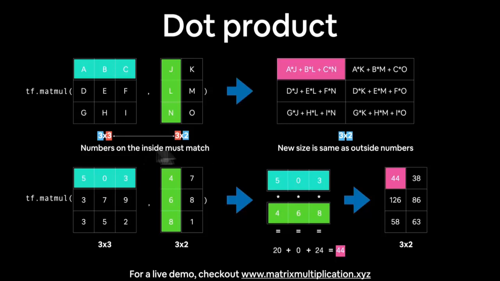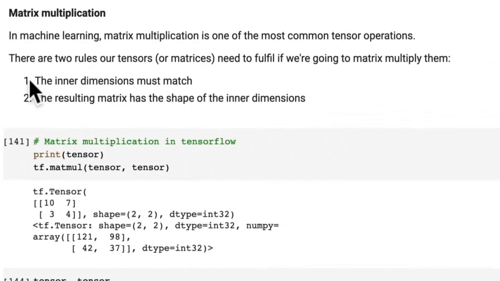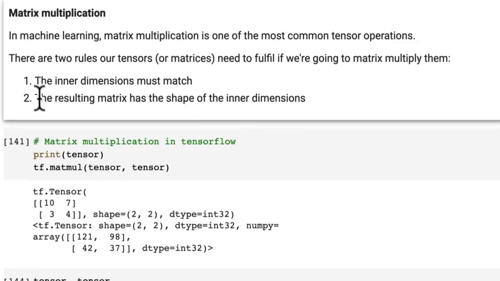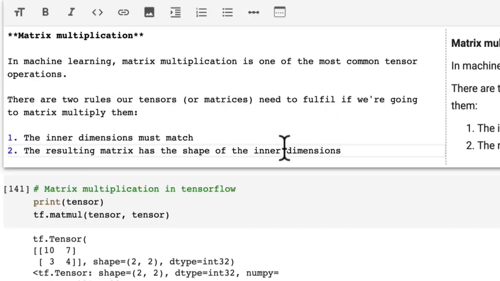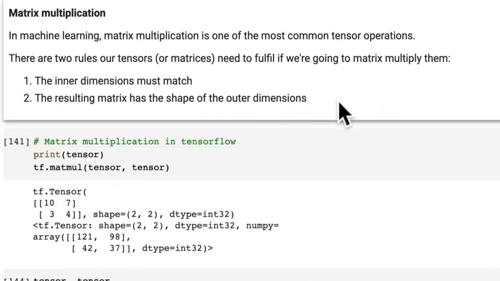So here's our first rule. Numbers on the inside must match. And there's our second rule. New size is the same as outside numbers. Okay. So if we come back, does that line up with what we've said here? The inner dimensions must match. The resulting matrix has the same shape of the inner dimensions. Oh no, of the outer dimensions. There we go. Getting our own rules incorrect.